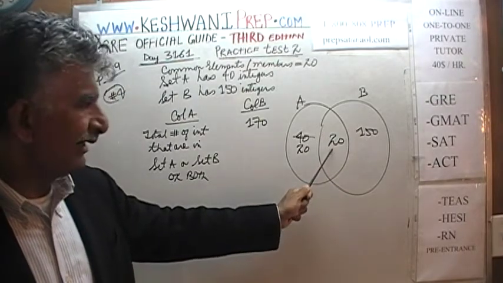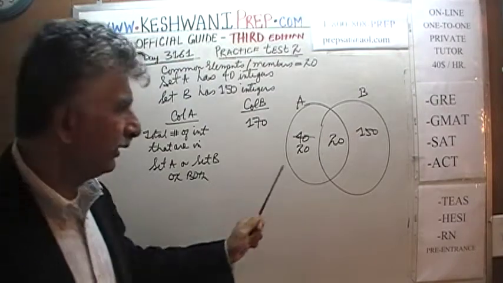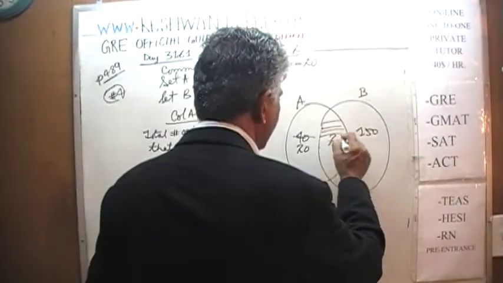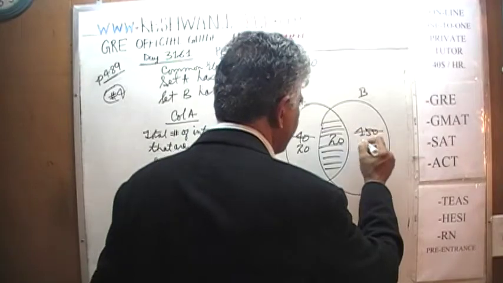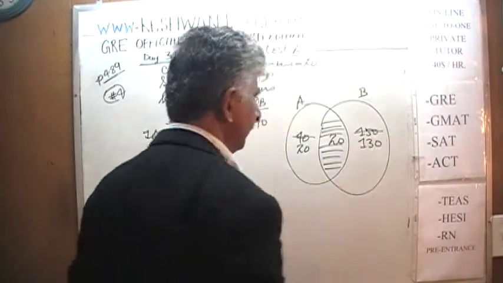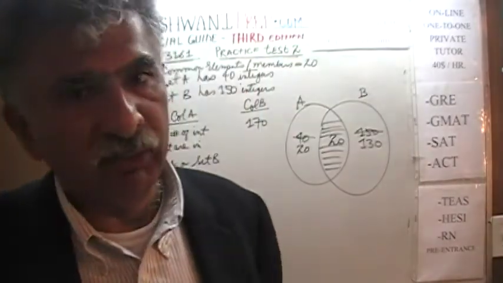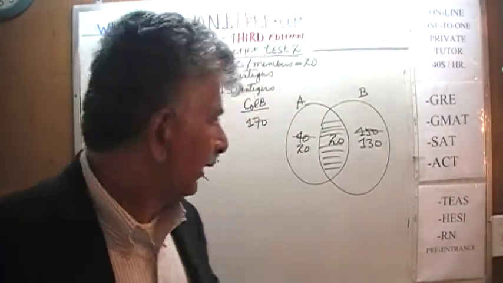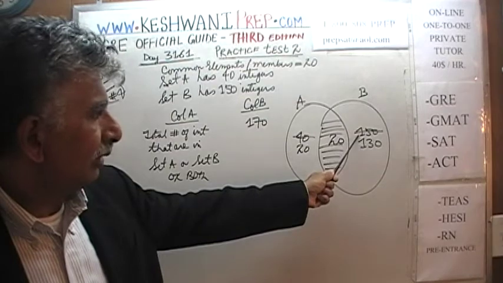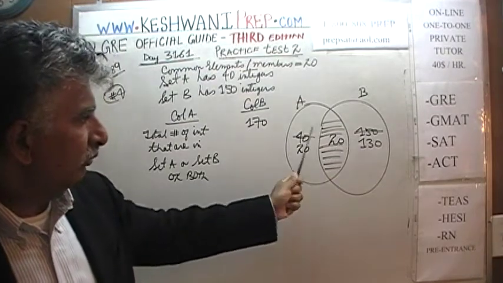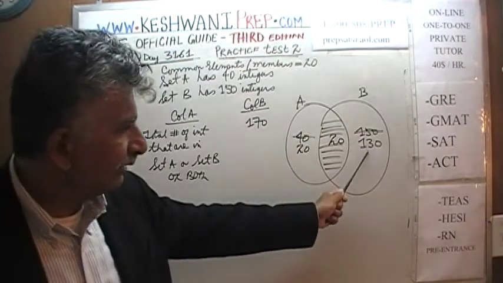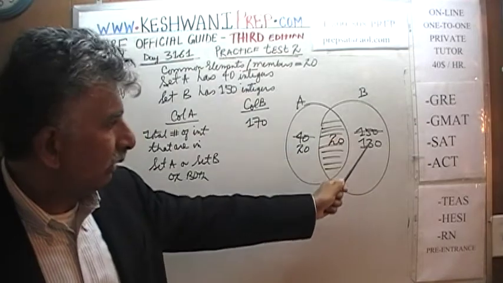So as soon as we indicate how many are common to both of them, we have to go and adjust that figure to 130. We have to subtract 20 from there, because otherwise we will end up counting those 20 twice. We don't want to double count anything. Out of those 150, 20 of them also belong to A. So only 130 belong to only B.